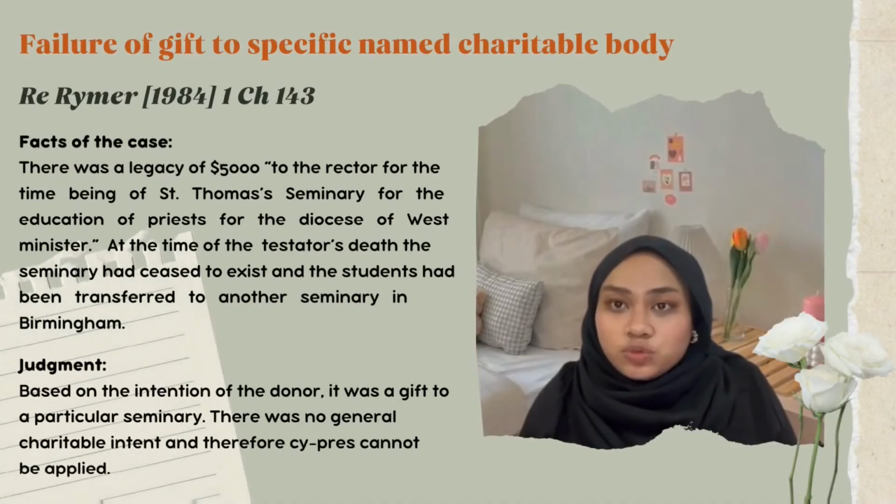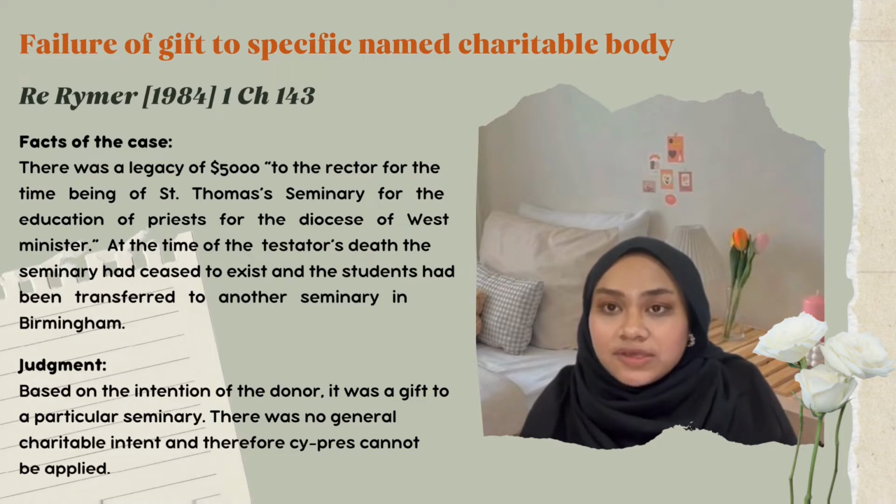There are a few situations where the initial impossibilities occur. The first one is the failure of a gift to a specific named charitable body. This has been illustrated in the case of Re Rymer in 1895, where there was a donation of $5,000 to the rector for the time being of St. Thomas Seminary for the formation of priests for the Diocese of Westminster.